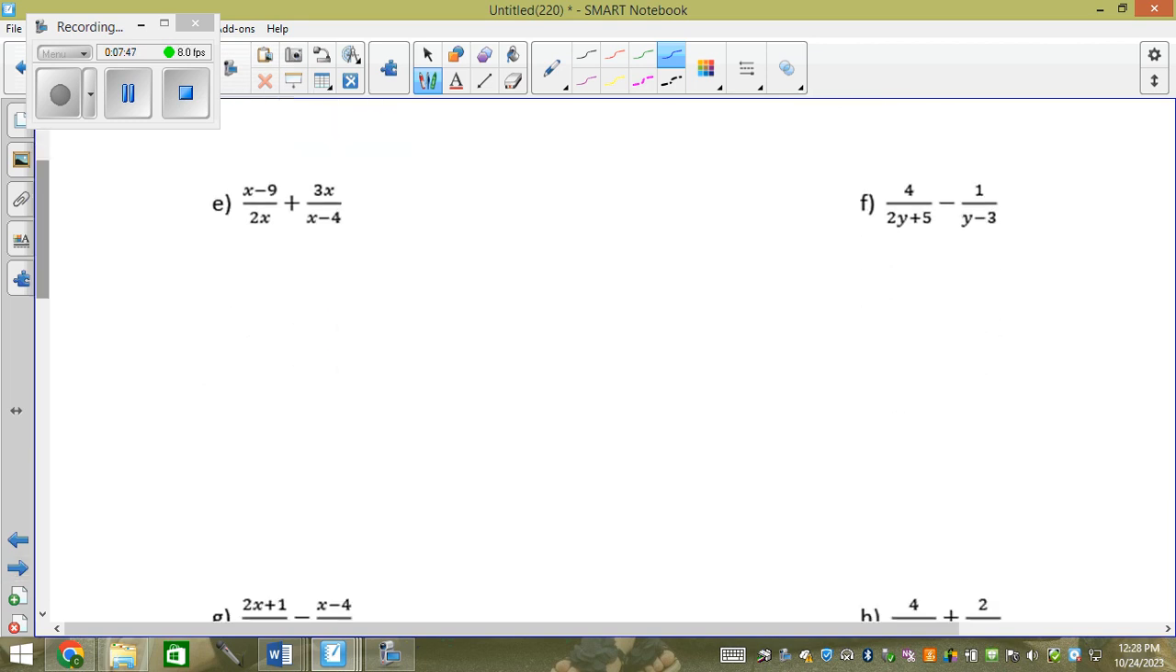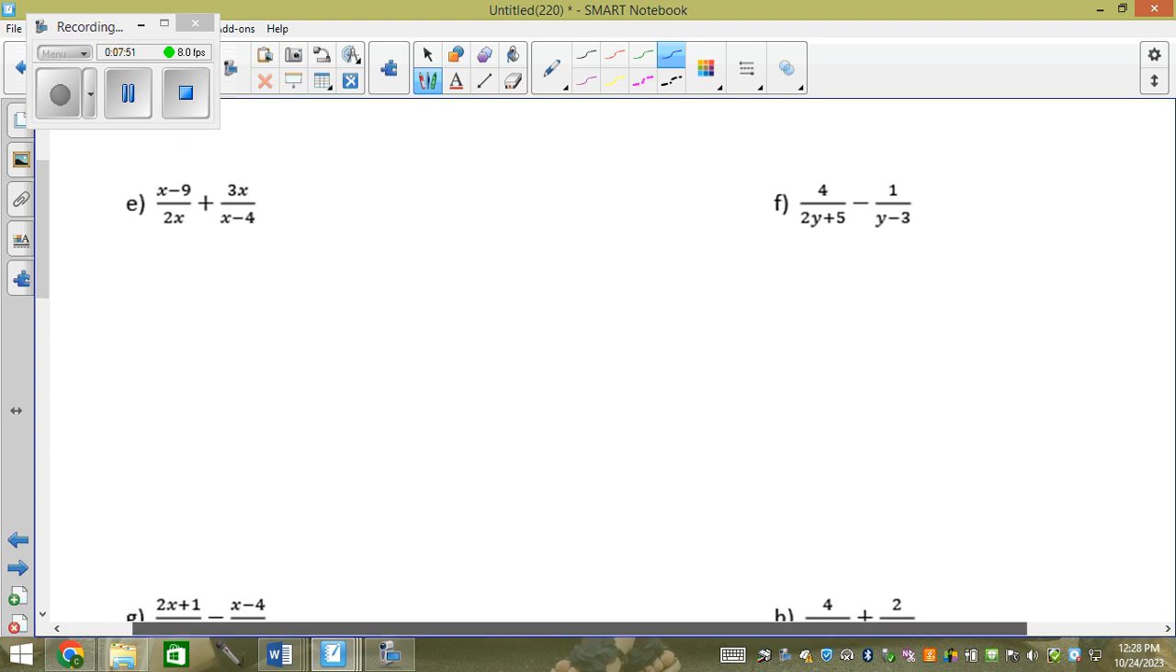Okay, what is the catch on E? One's a binomial, one's a monomial. When one is a monomial and one is a binomial, they're the easiest ones to do. Because you can't make a monomial be a binomial, and you can't make a binomial be a monomial, so you just multiply them by each other. So there's no thought process.